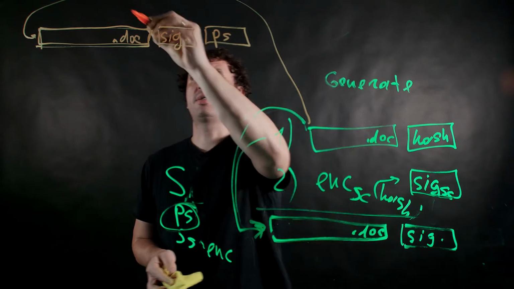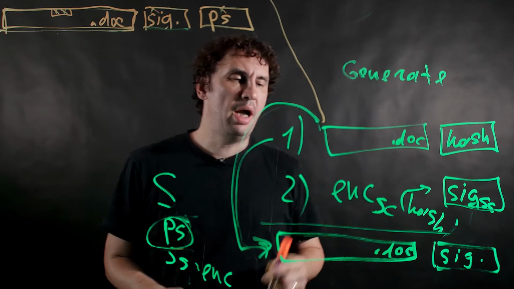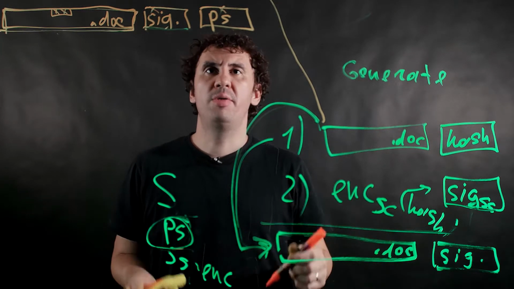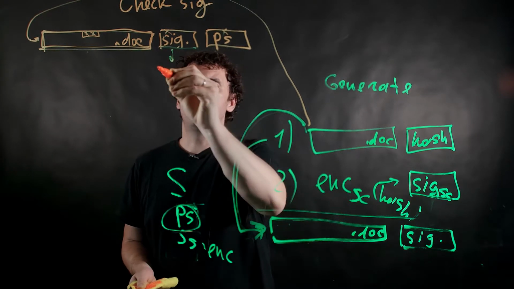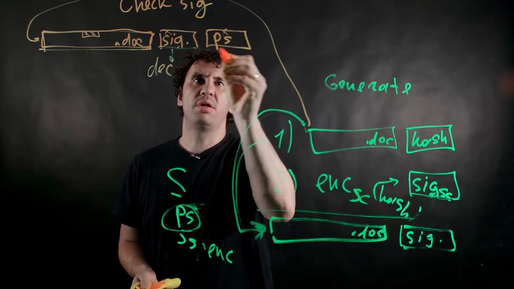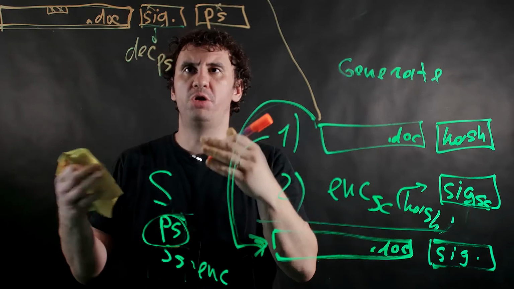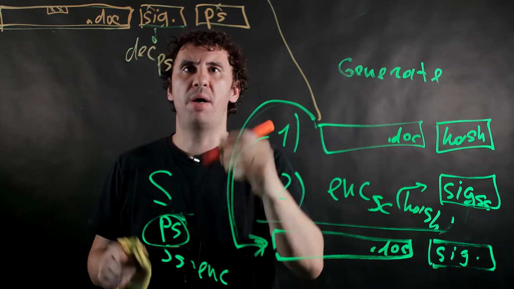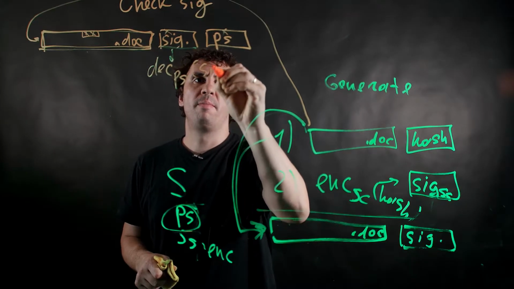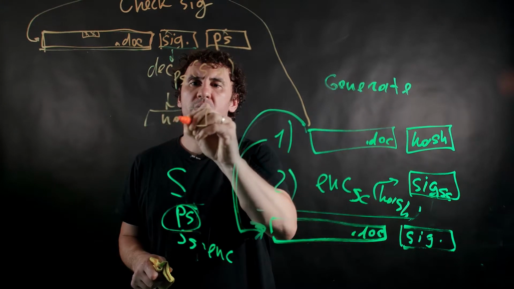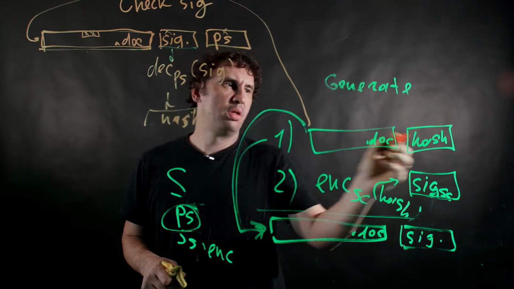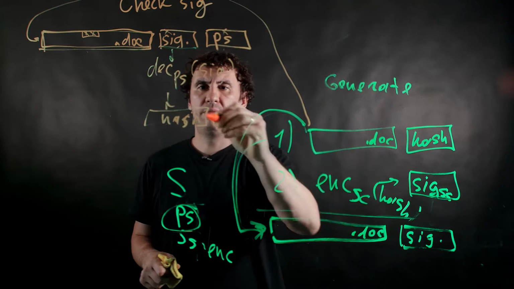What do you do next? To check the signature, I perform the following steps. I take the signature, and I decrypt it using the public key. You decrypt the signature using my public key, and you should receive the same hash I've calculated here.